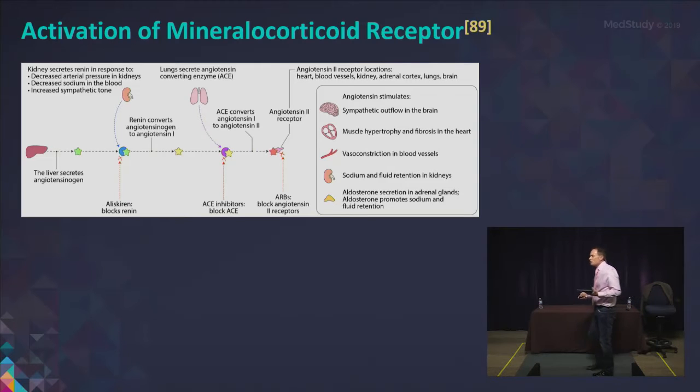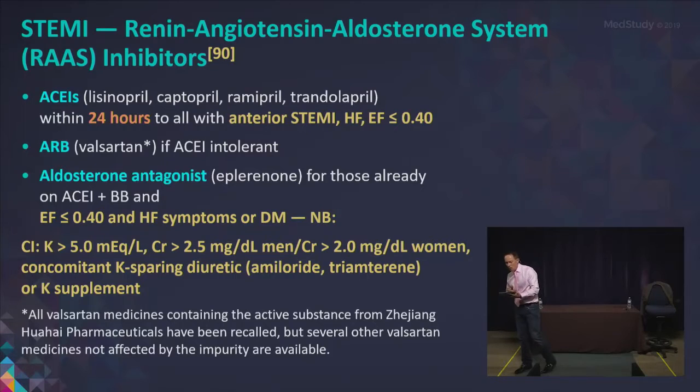So oftentimes with STEMIs, we will want to block this whole system, and we do that with these renin-angiotensin-aldosterone system inhibitors. The ACE inhibitors in particular are beneficial, started within the first 24 hours, for someone who presents with an anterior STEMI or heart failure, or you do an echo and they have an EF less than 0.4.